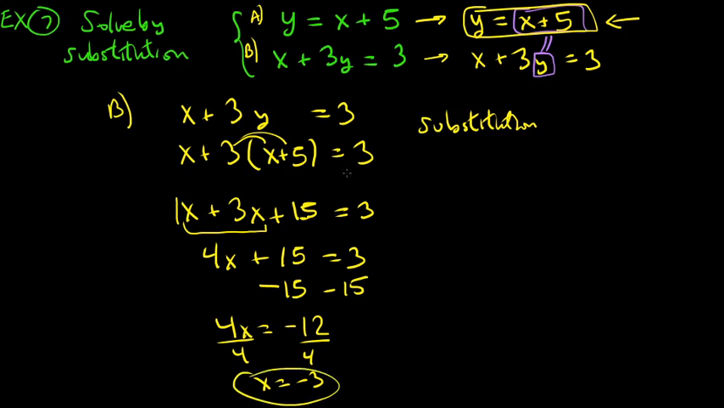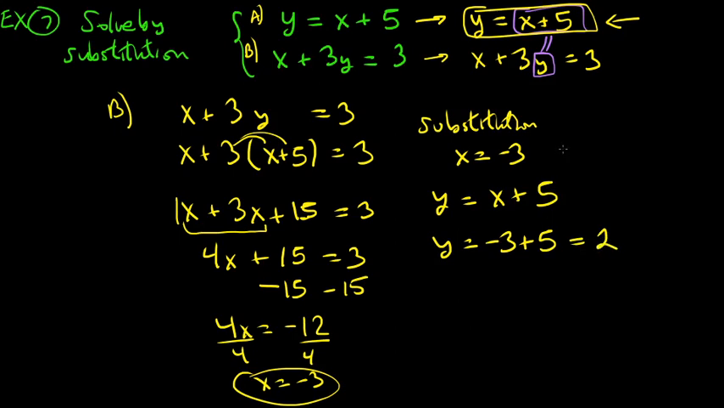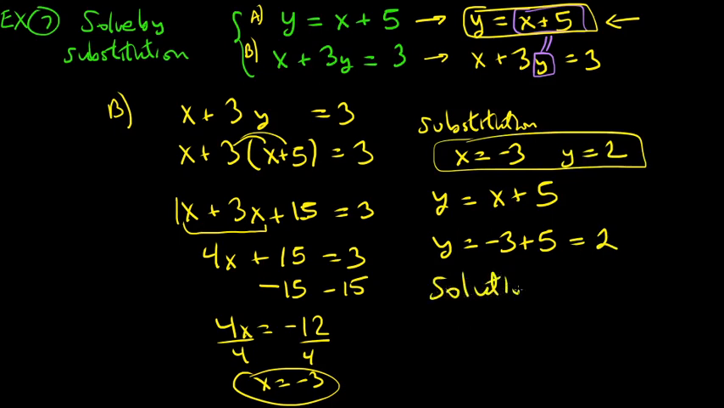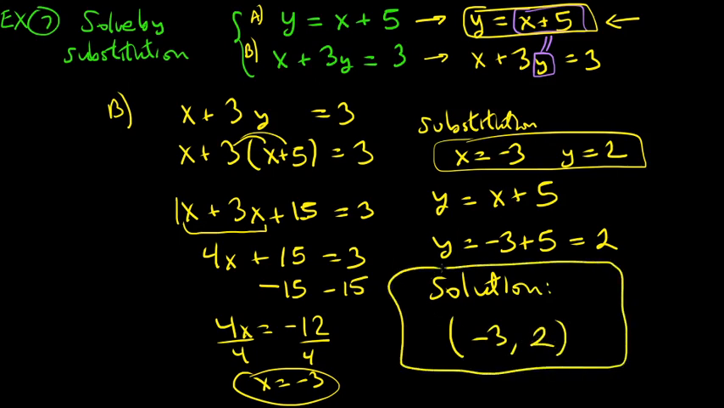Right? So we're not done yet because we still have to find y, but remember y is just x plus 5. And so if x is negative 3, y is negative 3 plus 5, which is 2. So there we go. X is negative 3, y is 2. Now let's just write down our solution. Negative 3, 2. Okay, so that's how substitution works.